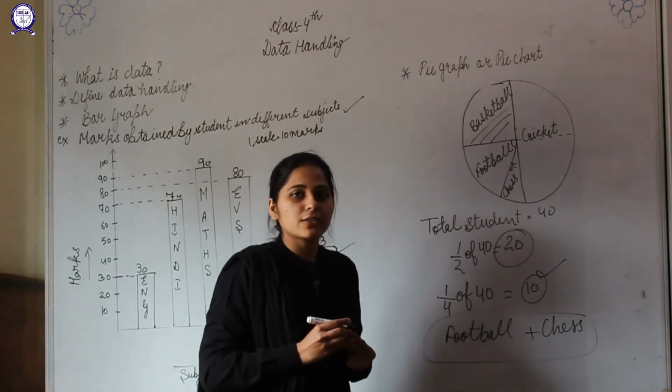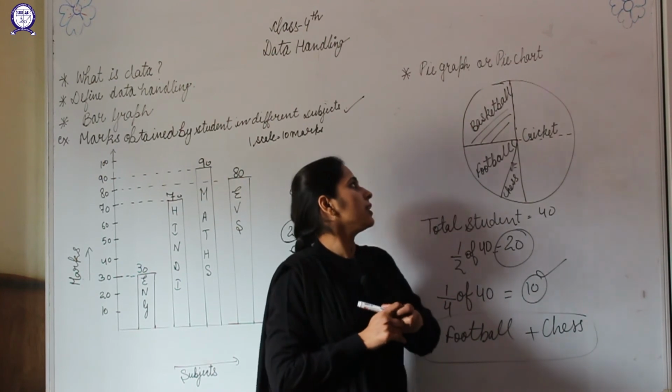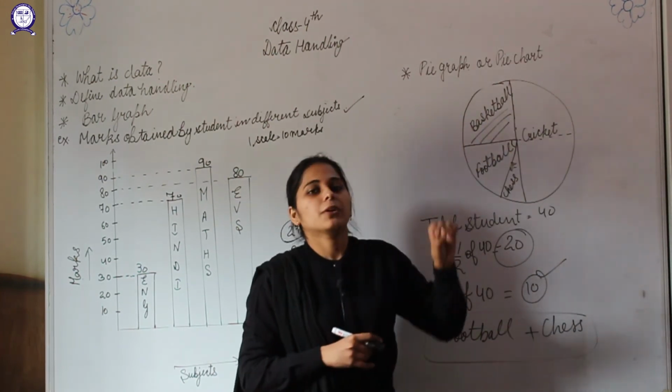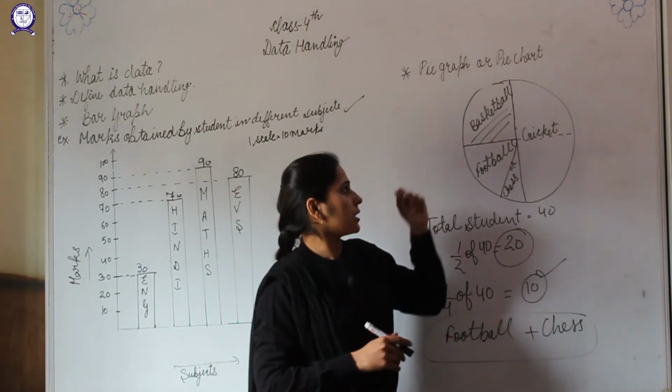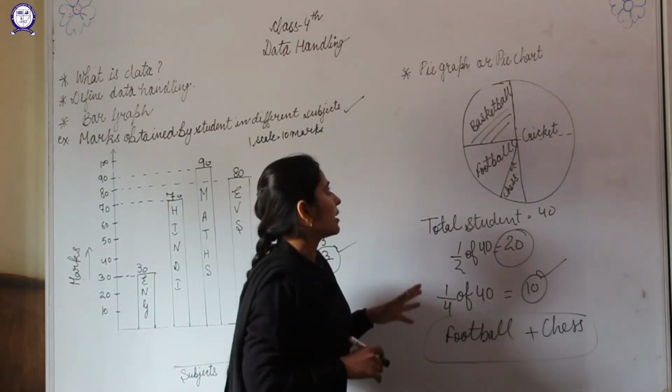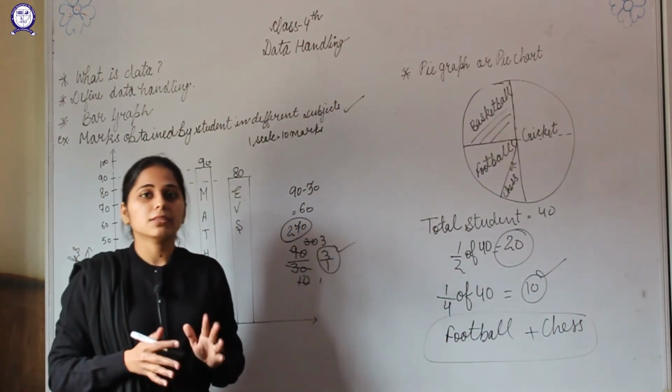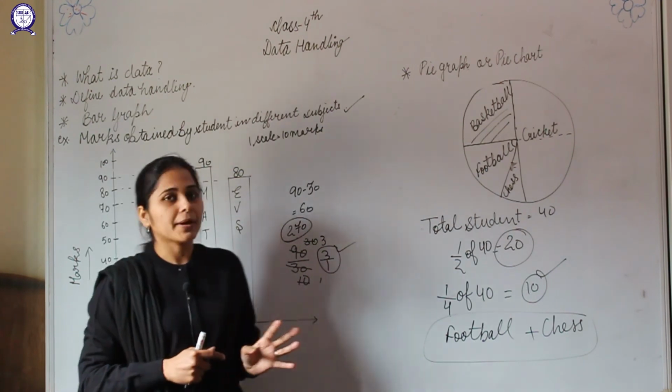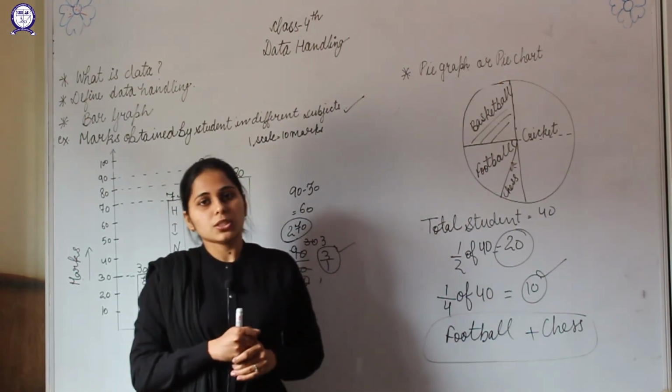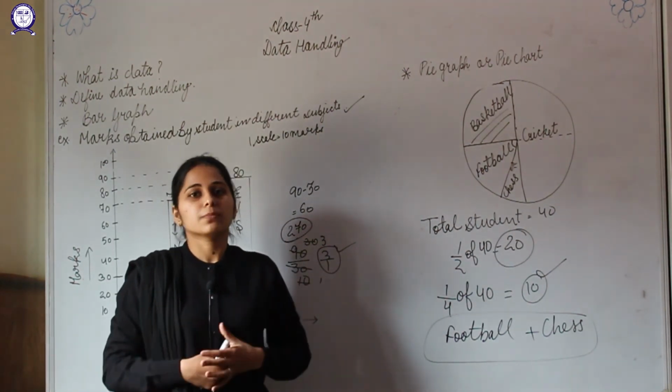If you are asked which one activity or game is preferred by 1/4 of the class, then the answer will be basketball. So like this it was in your syllabus. This is only to study the bar graph and pie chart. In the next class we'll study how to draw this pie graph or bar graph.